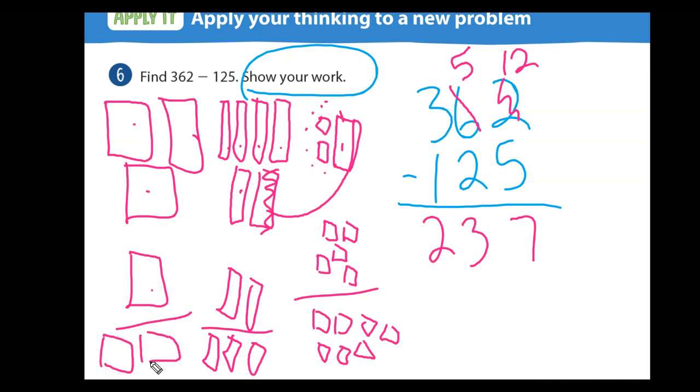So if I put those together, I have 7 ones, right? How many tens do I have? 3. 3 tens. And then how many hundreds? 2 hundreds. Okay, so my answer obviously would be 273.